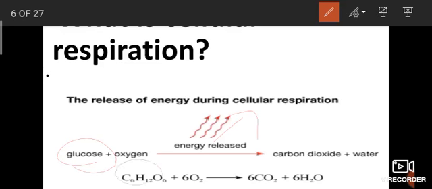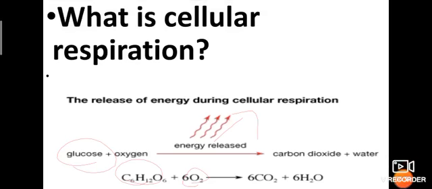C6H12O6, which means there is glucose. What is O2? That is oxygen. O means oxygen, you know well. The molecular formula of oxygen is O2. So 6O2, the 6 is for balancing. Then 6CO2. CO2 means carbon dioxide, plus we get water.